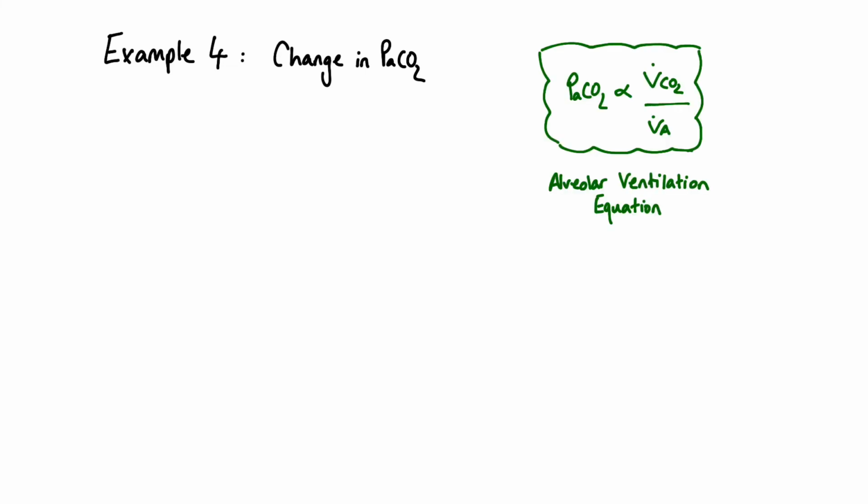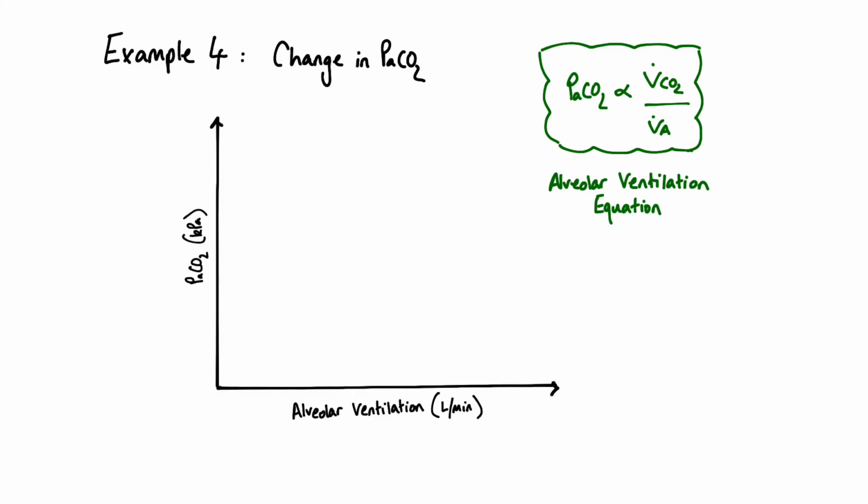In example 4, we look at the effects that changing arterial CO2 partial pressure has. And in order to do that, we need to revisit the alveolar ventilation equation, which was mentioned in the last video. And this tells us that the arterial CO2 tension is directly proportional to the rate of CO2 production by the body, but inversely proportional to the alveolar minute ventilation. If we were to plot a graph of alveolar minute ventilation against PaCO2, it would demonstrate the inverse relationship discussed.